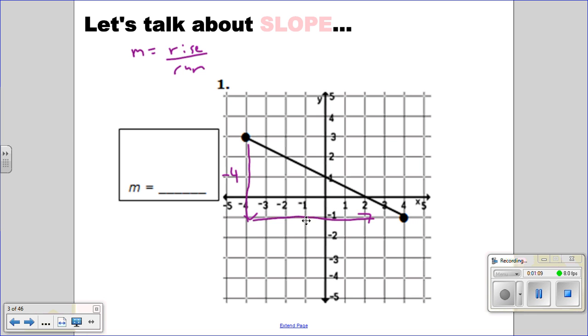1, 2, 3, 4, 5, 6, 7, 8. So that's a positive thing. So you put rise over your run. So that means negative 4 over 8. And if it can be reduced, you need to reduce it. And when you reduce it, it would be negative 1 over 2 as a final answer.